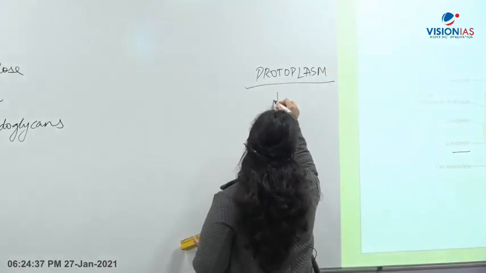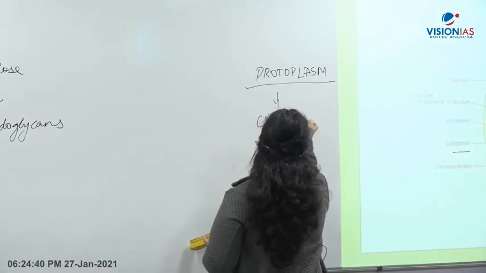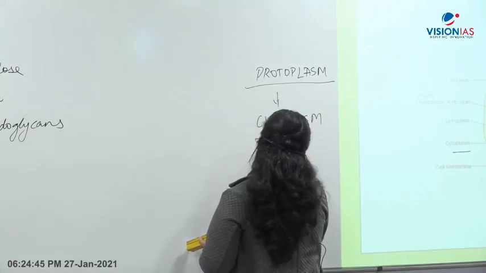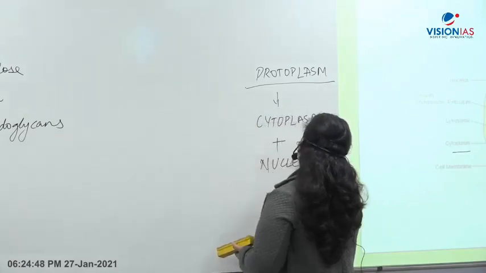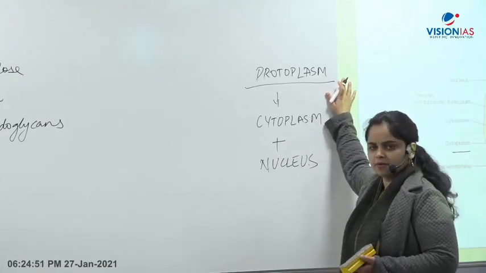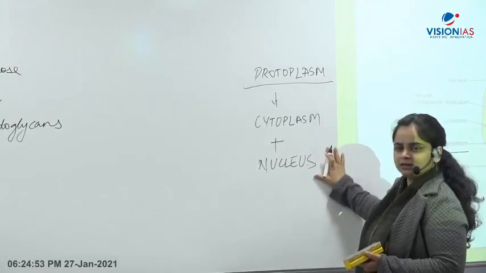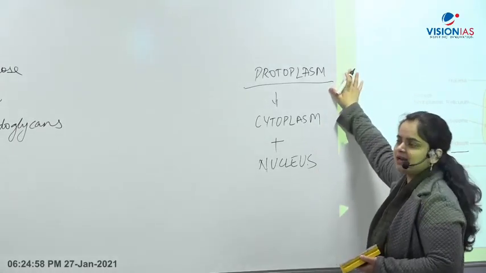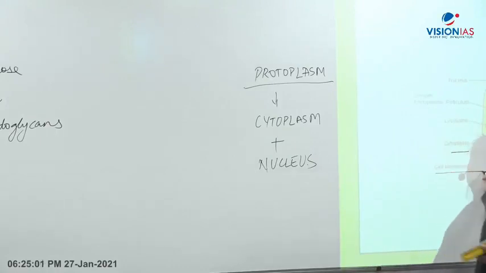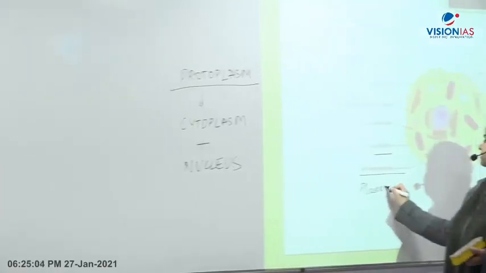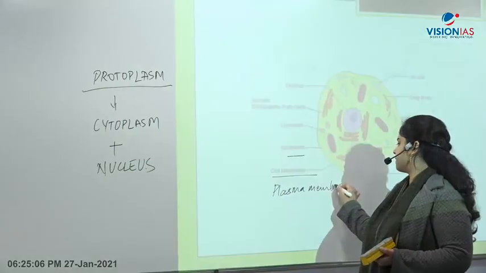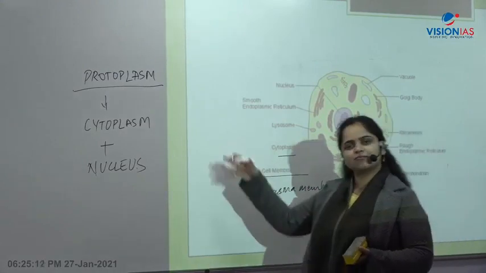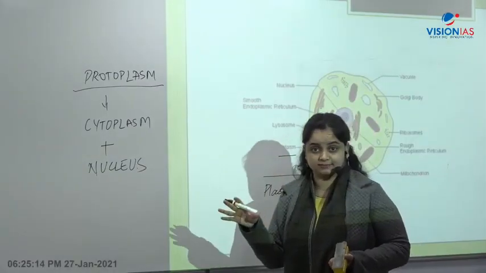Protoplasm, which is your cytoplasm and nucleus. So protoplasm is another part which is cytoplasm and nucleus together. This they say is the living part. After that is the plasma membrane or the cell membrane. The other name of cell membrane is plasma membrane. So if we have the plasma membrane and protoplasm, that means we're talking about the whole cell.